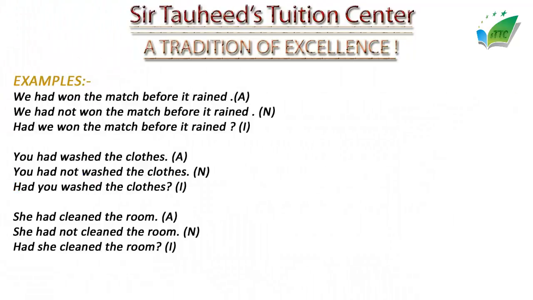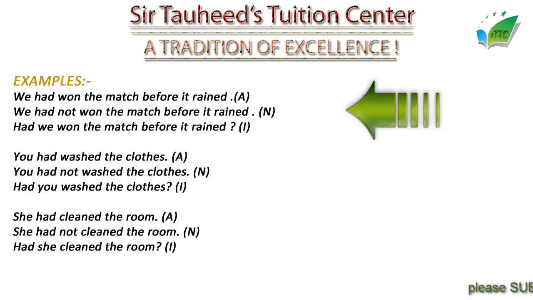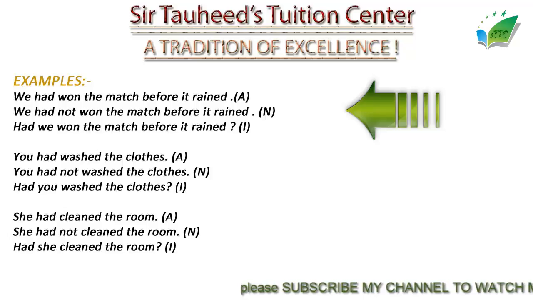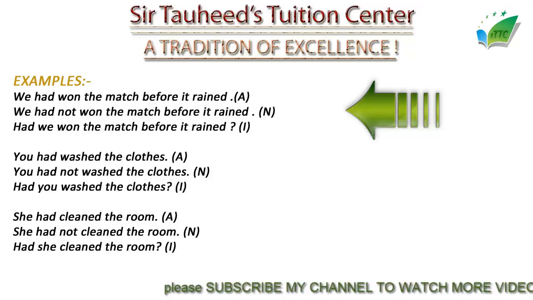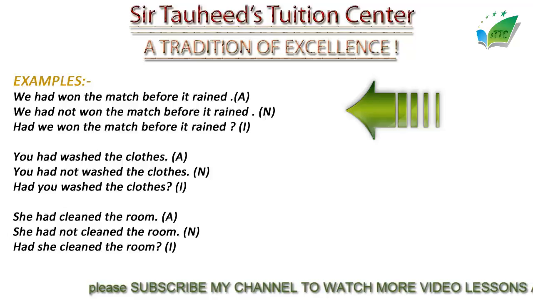Now let's have a look at some examples. The first example is we had won the match before it rained. This means that we had already won the match when it rained, or when it started rain we had completed the match and we had won it. So this is the meaning of this sentence.